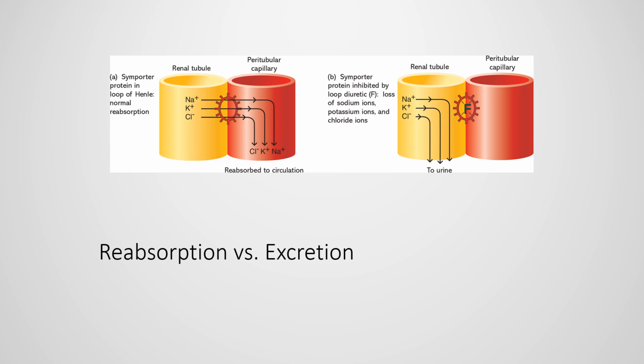you'll end up with the final product that you excrete into the urine. The second image here is just showing how a diuretic works. Something like furosemide, a loop diuretic, blocks reabsorption of sodium ions, potassium ions, and chloride ions. So they continue into the urine, and wherever sodium goes, water follows. So you get a diuretic effect because you've blocked sodium reabsorption.